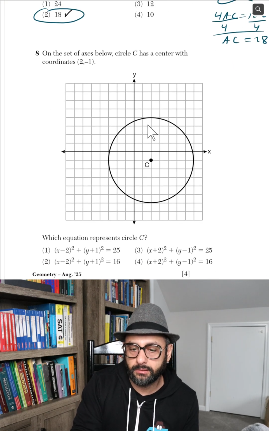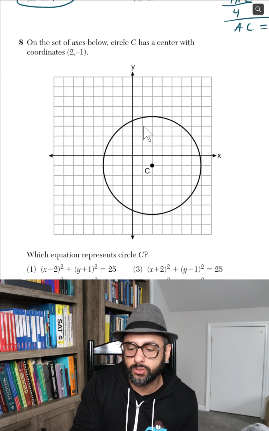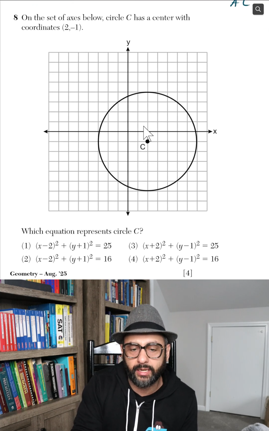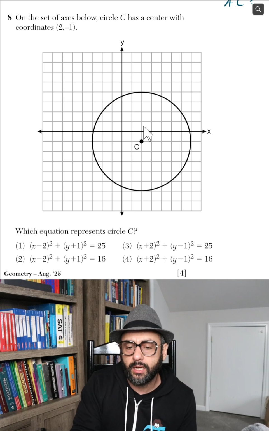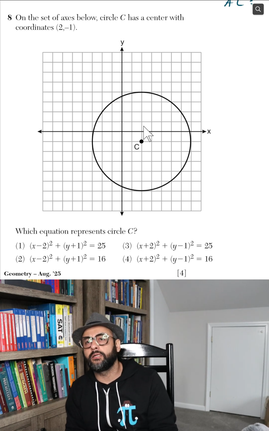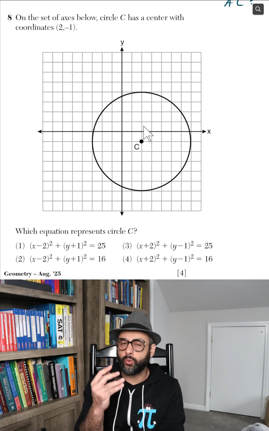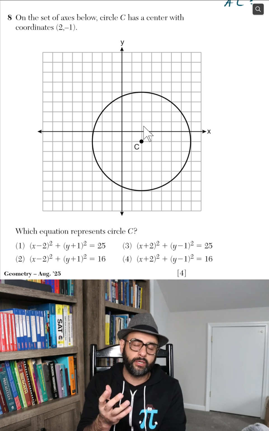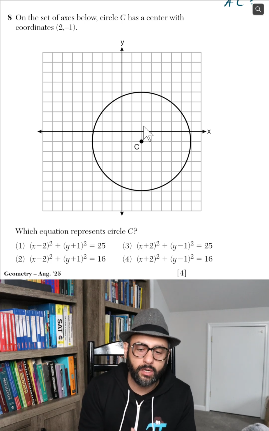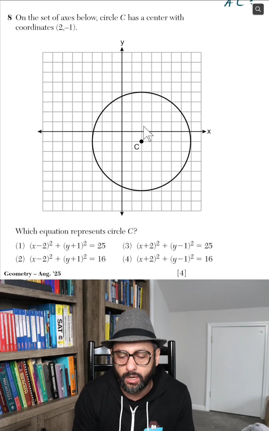Number 8. Nice circle equation. This is one of the fundamental topics that you really kind of have to know and memorize. And another piece of this problem, square roots, you have to remember that r squared is in the equation, not r. So the radius is the r squared.